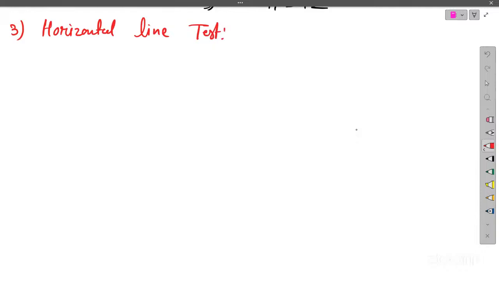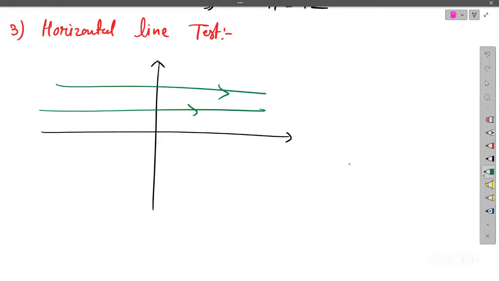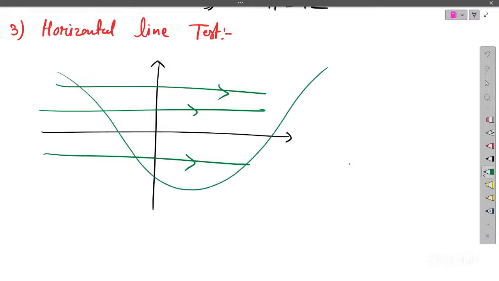So in the horizontal line test, what you have to do is draw several horizontal lines. We know that a horizontal line is nothing but a line which is parallel to the x-axis. So such a line you have to draw. And here you have to check whether there is any line which can intersect the given graph of a function more than once. So for example, suppose this is my function, then there are several horizontal lines which can intersect the given graph of a function more than once.